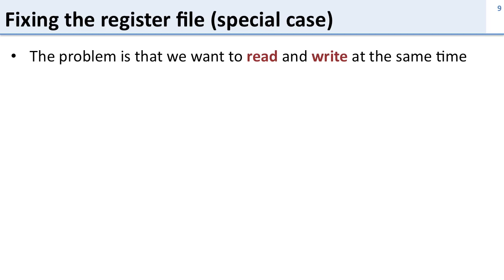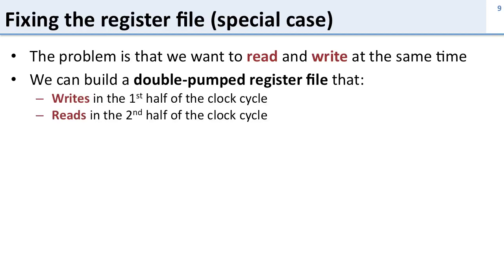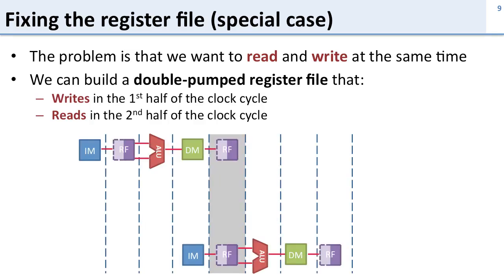So the problem we have is we want to read and write at the same time. What we can do is we can build a double-pumped register file. This is a register file that writes on the first half of the clock cycle and reads in the second half. It's double pumped in that it does two things in one clock cycle.